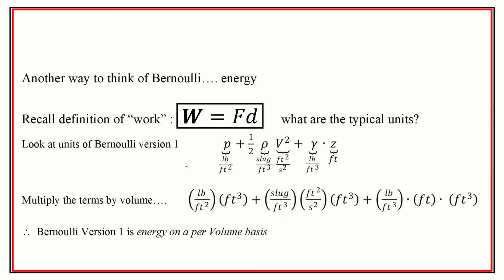Another way to think about Bernoulli is in terms of energy. I'm going to, in a class coming up soon, use Reynolds transport theorem and energy to rederive Bernoulli. But right now, let's just think about it in the simplest of terms and take a look at Bernoulli 1, that form of the equation. What are the things represented inside it?